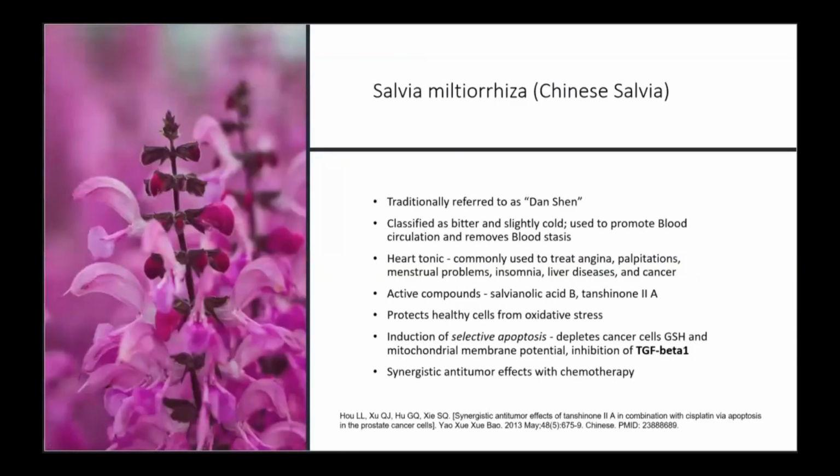So here's Salvia miltiorrhiza, the Chinese salvia. I love this plant. It does so many amazing things. Dan Shen, heart tonic, for angina, palpitations, menstrual problems, insomnia, blood stagnation. It's a great reliever of stagnant blood. And it's got these salvianolic acids in it and this tanshinone complex that are really, really powerful.